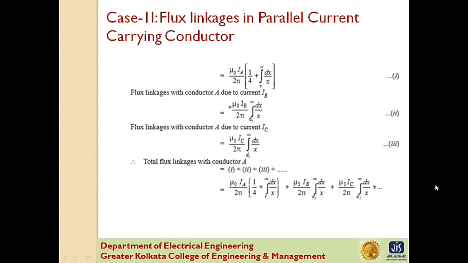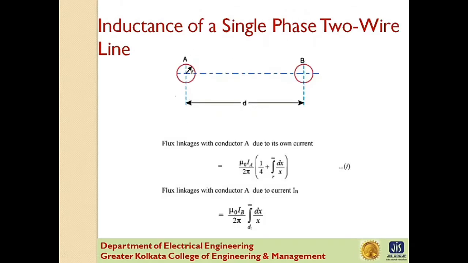So similarly, flux linkage with other conductors can be determined by following these steps. Next one is the inductance of a single phase two-wire line. Now a single phase line consists of two parallel conductors, one for incoming and one for outgoing, which form a rectangular loop of one turn.